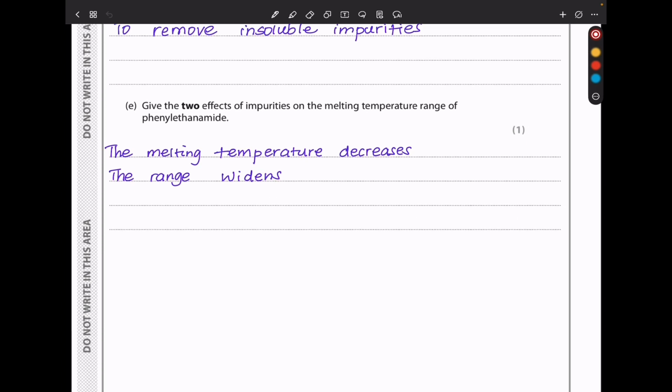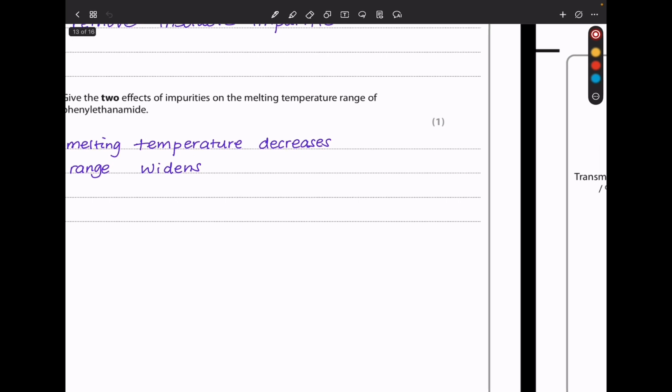And in part E, they say, give the two effects of impurities on the melting temperature range of phenyl ethanamide. The melting temperature is going to decrease because, of course, this is an impurity. The range of the melting temperature is going to be wider.